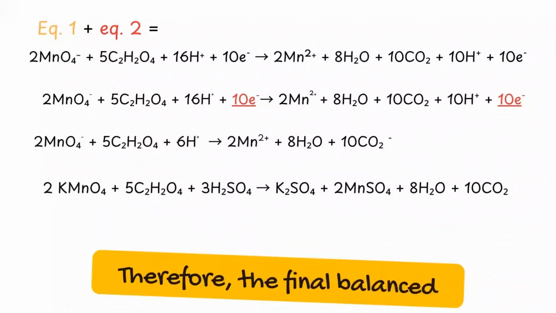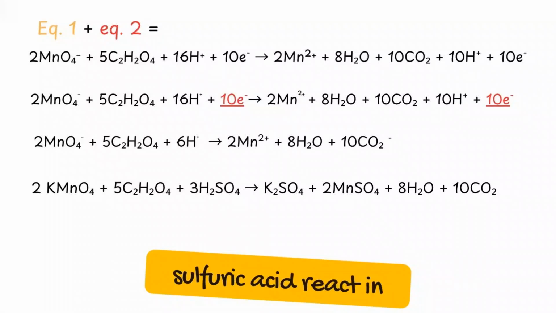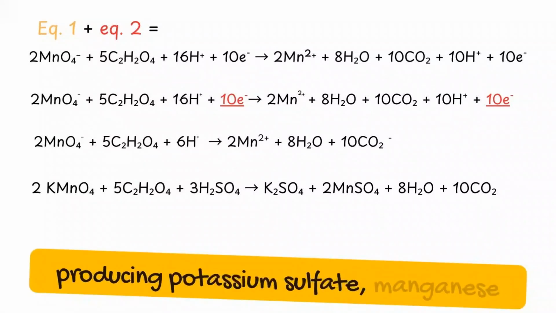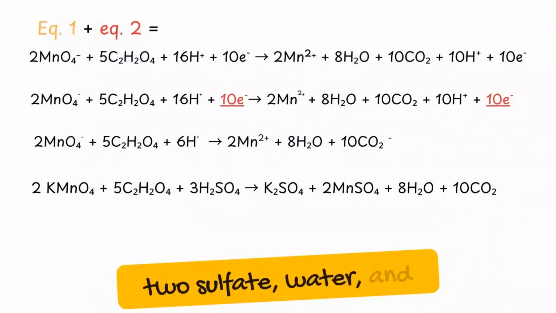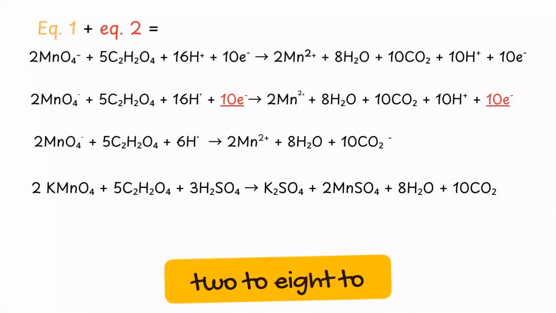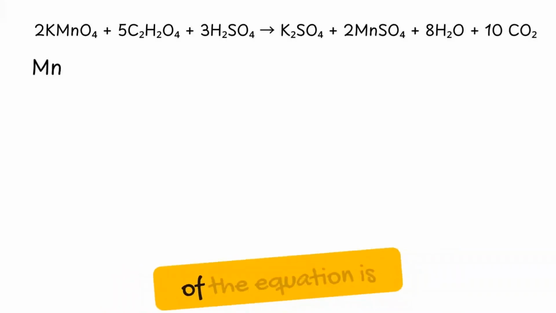Therefore, the final balanced equation shows that potassium permanganate, oxalic acid, and sulfuric acid react in a ratio of 2 to 5 to 3, producing potassium sulfate, manganese sulfate, water, and carbon dioxide in a ratio of 1 to 2 to 8 to 10. Finally, let's check whether the number of all atoms on both sides of the equation is balanced.